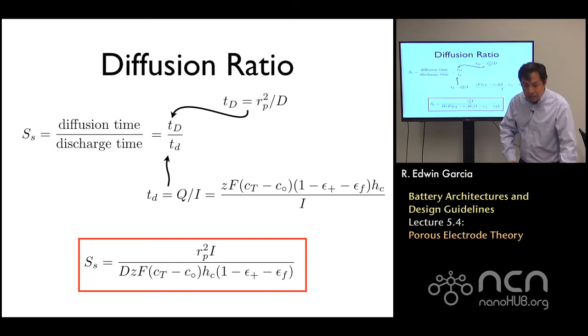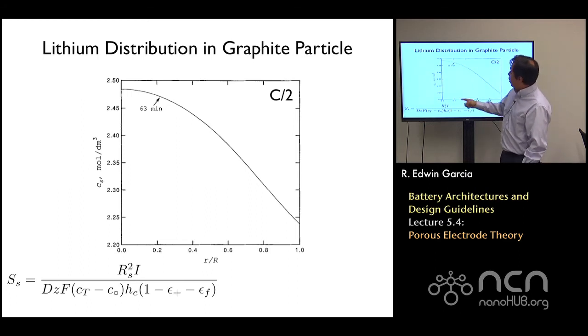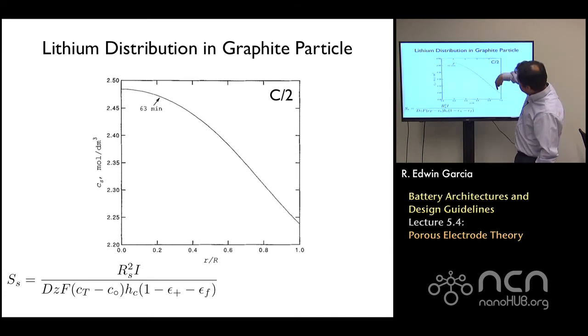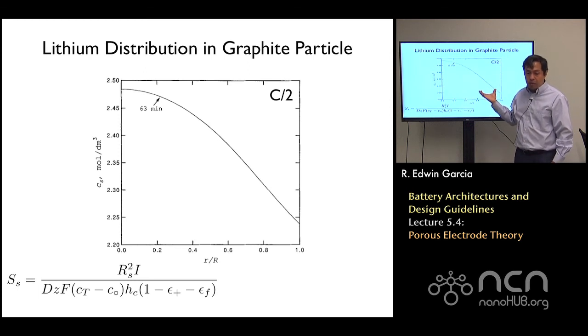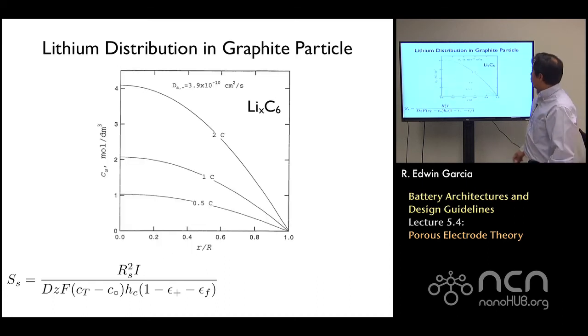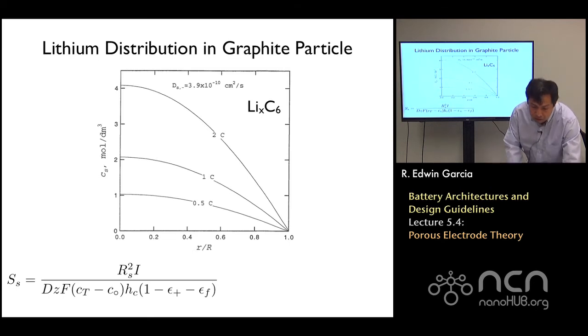Okay, so for example, for a C/2 discharge of lithium in a graphite particle, you can see that after 63 minutes, the concentration gradients are very shallow as a result of the fact that the diffusivity of the cathode particles is very large. And so you would have to go through great lengths to increase the C rate to actually see that concentration drop significantly in the system.